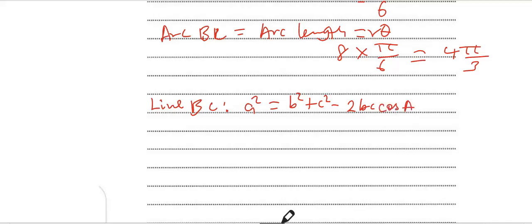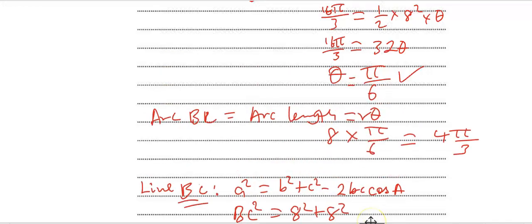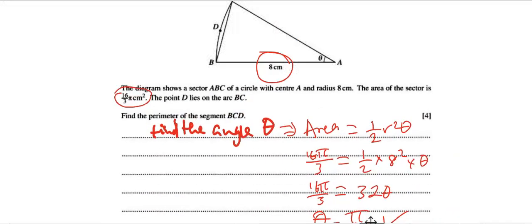Cosine of A. So this is the cosine rule. What happened is that we are going to have our a squared, in this case BC squared, because we are looking at line BC. This equals b squared, which is 8 squared, plus c squared, also 8 squared, since we know that if this side is 8, this other side is also 8. So this is also 8 centimeter, right?